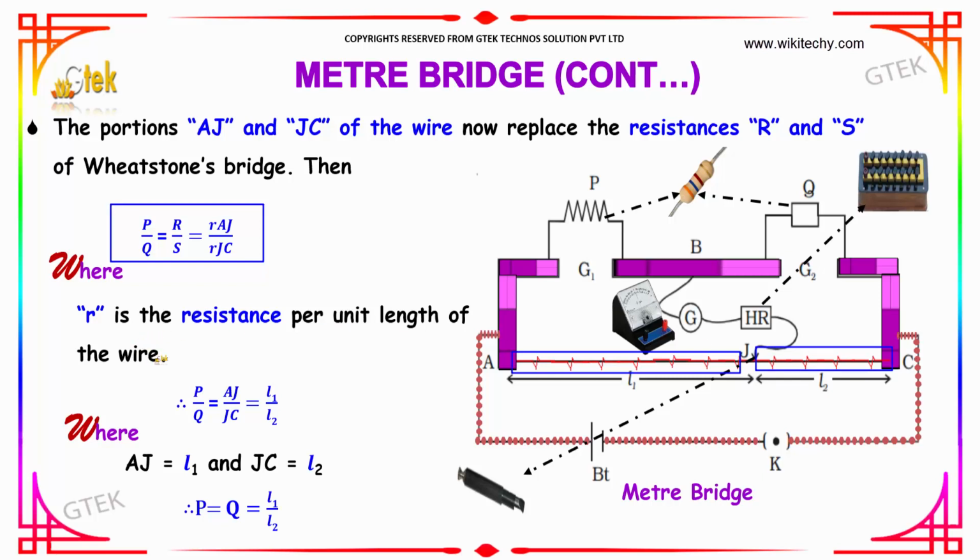Here, R is the resistance per unit length of the wire. It cancels out. So you get P by Q is equal to AJ by JC, which is equivalent to L1 divided by L2. So P is equal to Q into L1 divided by L2.